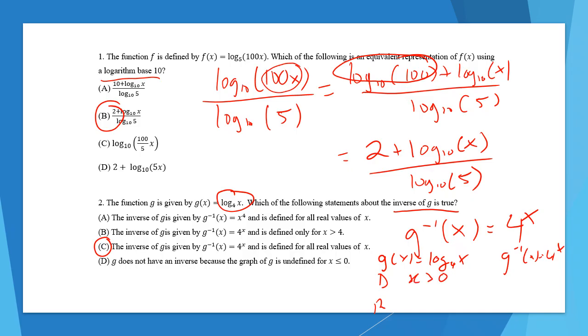Because you can't have the log of a negative number. And the range is going to be y is all real numbers. So that is going to flip for the inverse for the exponential. So the domain here is all real numbers, and the range is y is greater than 0. So that's why when we were asked, the range should be all real numbers, making C, again, the correct answer.